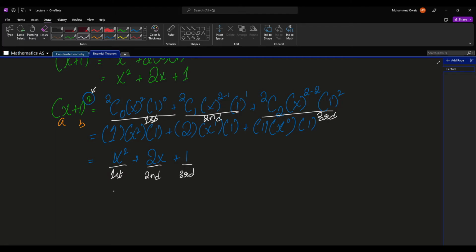So what is so special about all this? Well, in the first term, as we just saw, 2C0 gave us 1. So is there any point of writing 2C0? We don't need to write it, because anything multiplied by 1 will not affect the actual term, so here I did not need to write 1, and same goes for this. See, 1 has a power of 0. I don't need to write the term which has a power of 0. It is basically useless.